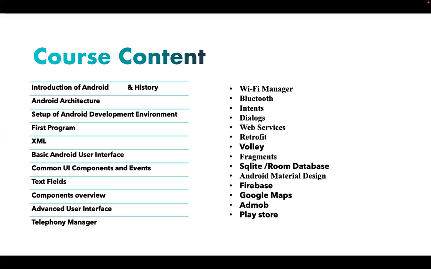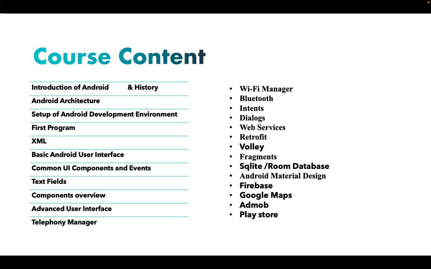Next will be the fragments. Fragments are nothing but reusability of the user interface, to reduce the burden on the app. That we will discuss. Then after that, local database, that is SQLite, and the Room database. Next, material design to attract the user, and advanced user interface. Next, Firebase. Firebase also has a lot of benefits, like crash reporting, notification, database, data storage. Next will be Google Maps. We'll discuss the Google Map.